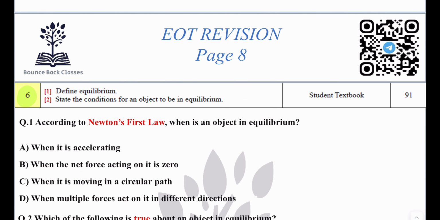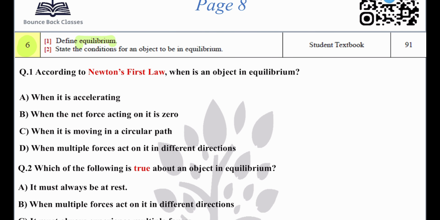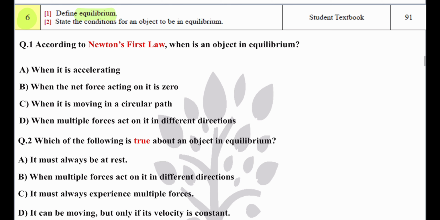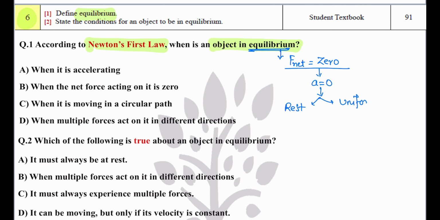Now we are on question number 6. Equilibrium means net force equals 0. State the condition. Okay, we will understand this. First thing, Newton's first law when the object is in equilibrium. What is the meaning of equilibrium? Equilibrium means F net, or net force, should be 0. So if the net force is 0, acceleration is 0. So the body is at rest or in uniform motion. Uniform motion means velocity is constant or the same.